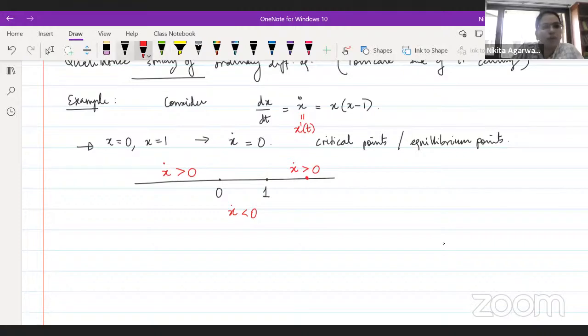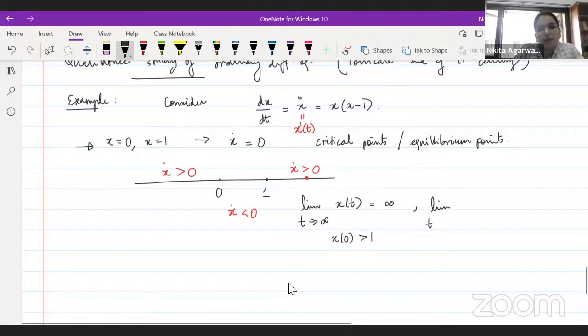Which means the following: if you take the limit as t goes to infinity of x of t, when x of 0 is strictly bigger than 1, this goes to infinity, right? Because it keeps on increasing forever. And what happens if t goes to minus infinity? Again, when x naught is greater than 1, where should it go? It goes to 1.